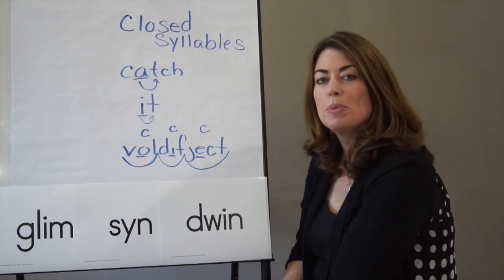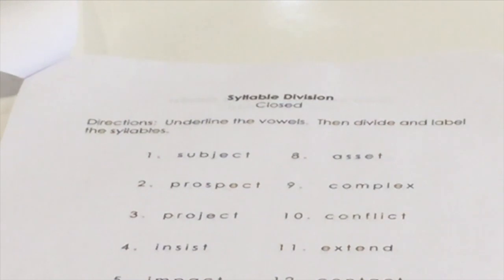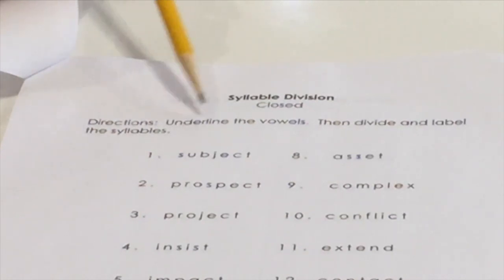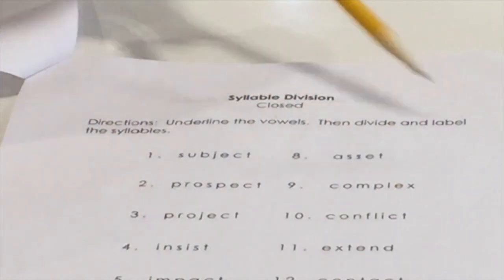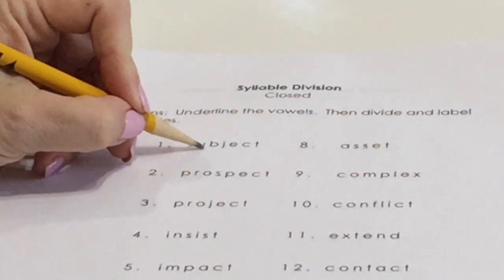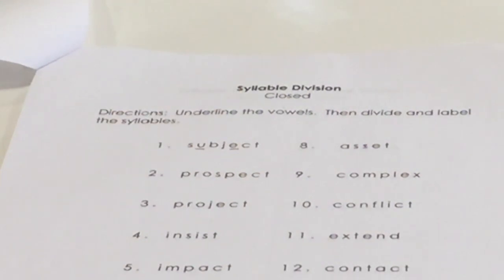Okay, so we're going to do some more practice with syllable division now. Now we're going to do closed syllable division. So we taught them what a closed syllable was, and now we're going to practice on some real words. So the first thing we do always is read our directions, and it says underline the vowels, then divide and label the syllables. So the first thing we're going to do with number 1 is underline our vowels. And we have 2 vowels, which means everything else is a consonant.